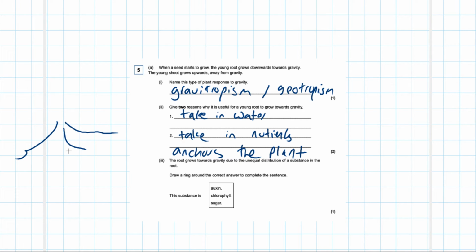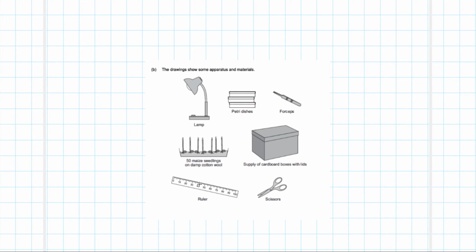The root grows down towards gravity due to the unequal distribution of a substance in the roots. Draw a ring around the correct answer. So this substance is auxin. Again, auxin is the plant growth hormone. Okay, part B, the drawings show apparatus and materials. Describe how the students could use some or all of the apparatus and materials shown in the drawings to investigate the growth response of maize seedlings to light shining from one side.